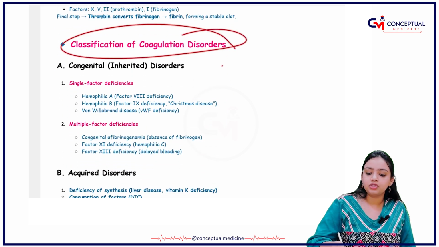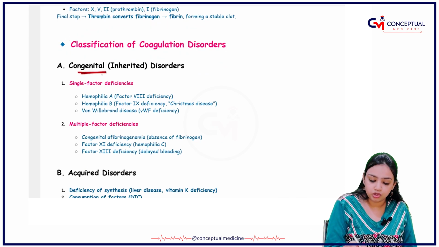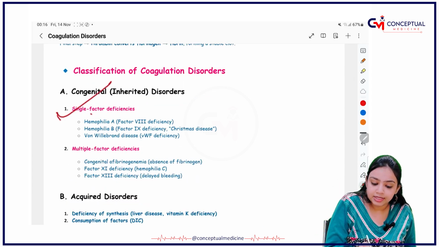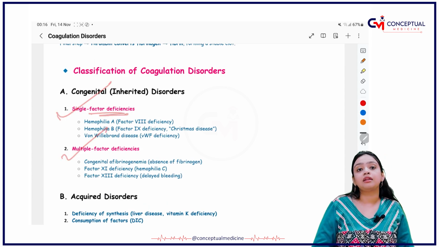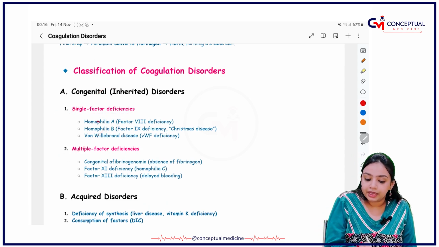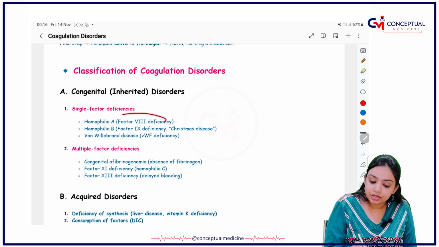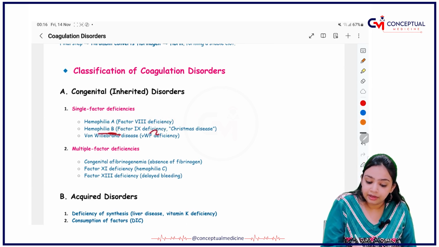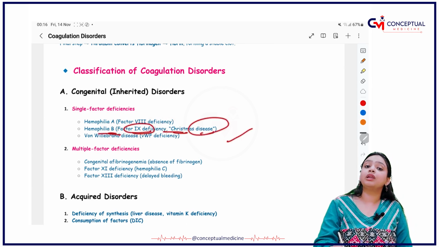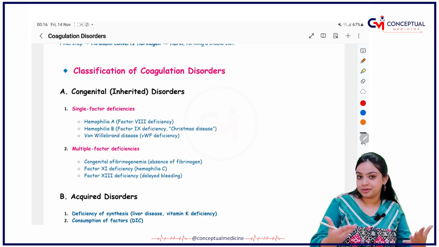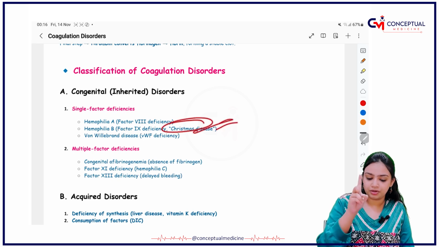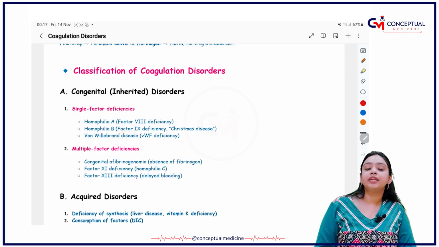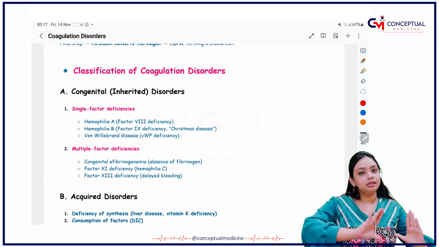Coming on to the classification of coagulation disorders, you have congenital and acquired ones. In the congenital one, either you have a single factor deficiency or multiple factor deficiency, right? In hemophilia A, the deficiency is in factor 8. Hemophilia B is factor 9 deficiency, also called Christmas disease. Since Christmas is also coming, it is called Christmas disease. Just remember that. Then you have von Willebrand disease, a deficiency of the VWF factor. So these are the single factor deficiencies.